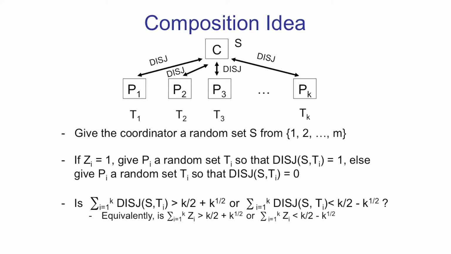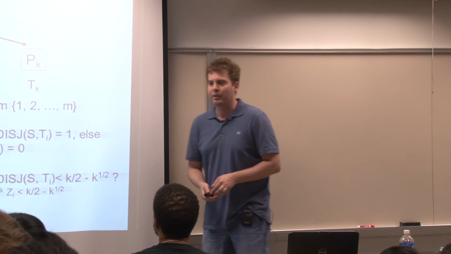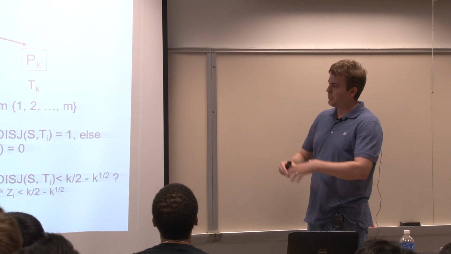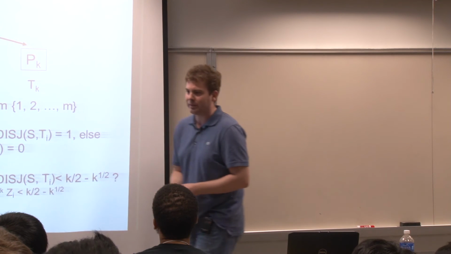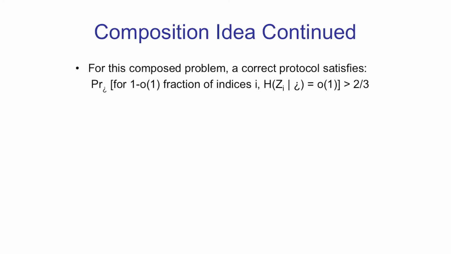And then what we said is, this problem, you want to figure out if the number of disjointness instances that evaluate to 1 is at least k over 2 plus root k, or at most k over 2 minus root k. But the way this was generated, this is equivalent to asking: is the sum of these bits zi at least k over 2 plus root k, or at most k over 2 minus root k? We have a correct protocol for this, so we can figure out if the sum of the zi's is at least this, or at most this. But what we said before is that any correct protocol that can figure that out must reduce the entropy of most of the bits zi given the transcript. You got it?